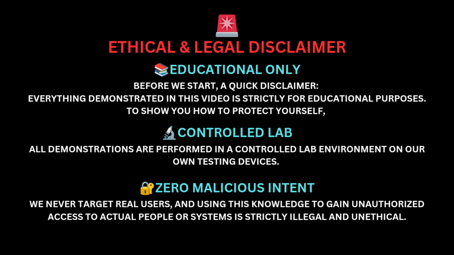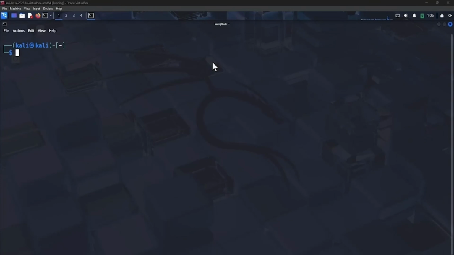Before we start, a quick disclaimer. Everything demonstrated in this video is strictly for educational purposes, to show you how to protect yourself. All demonstrations are performed in a controlled lab environment on our own testing devices. We never target real users, and using this knowledge to gain unauthorized access to actual people or systems is strictly illegal and unethical. In this demonstration, we'll look at ARP spoofing.